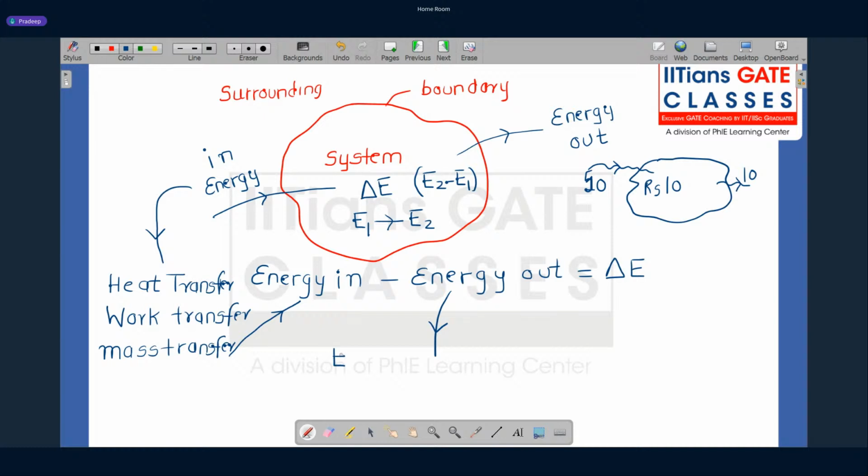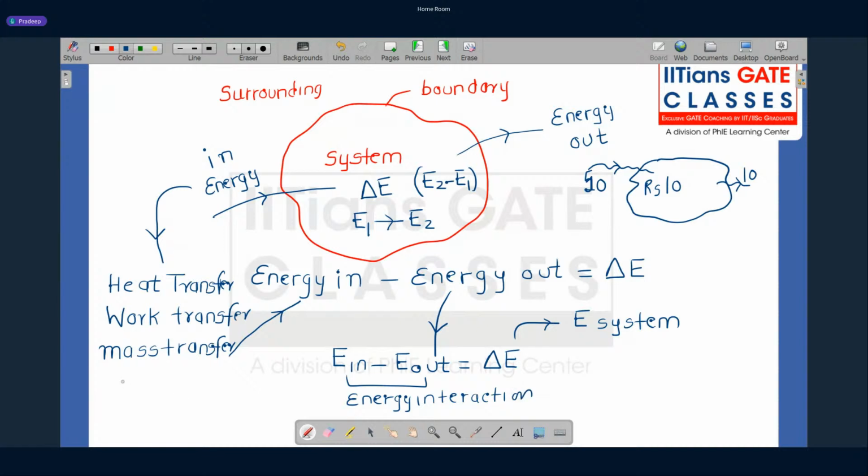So you can write it in this form: E in minus E out is equal to delta E, where delta E is the change in energy of the system. This E is the energy of the system. And this E in and E out are the energy interactions between system and surrounding. So I can write it in this form: E in equal to delta E plus E out.